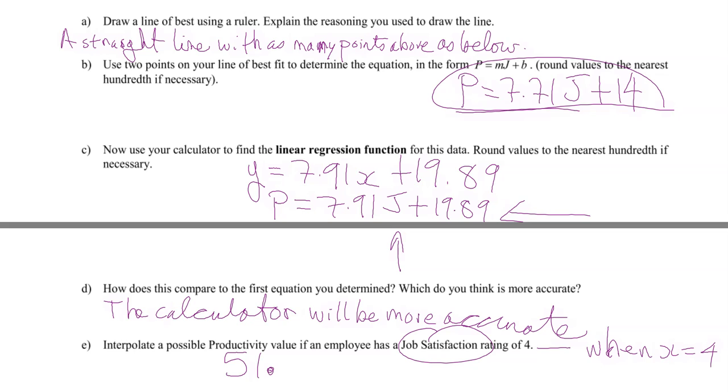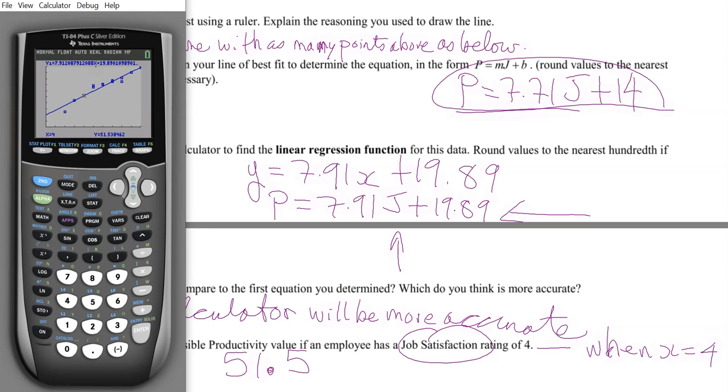So let's just round to the nearest tenth: 51.5. What if we were rounding that to the nearest whole number? 51.538, and so on. What would that be to the nearest whole number? 52. Okay, don't double round.